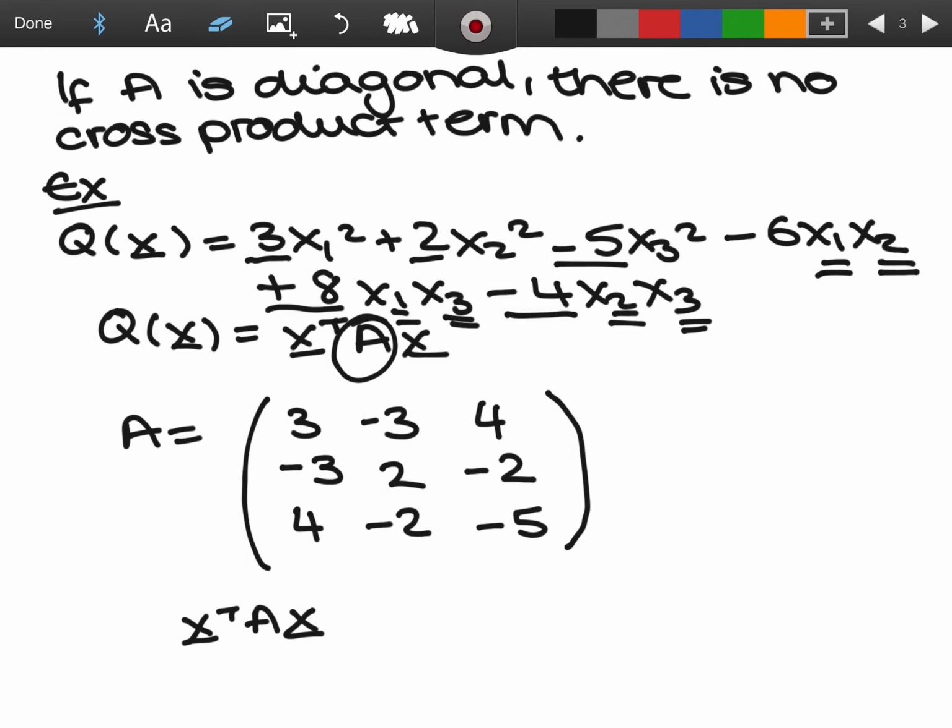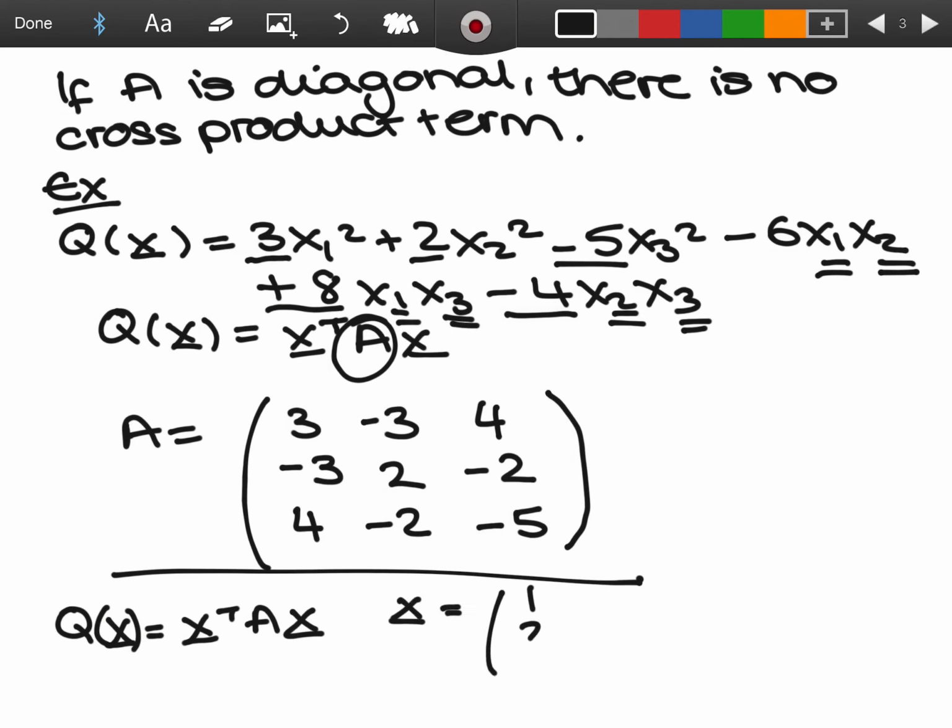If they ever ask you for the value of q of x, this quadratic form for a particular A, and they give you an x value at which to evaluate it, it's easy. Let's say they gave you q of x equals x transpose AX, where A is this. Go ahead and find the value of q at the vector x equal to 1, 2, 3. All you have to do is plug in 1, 2, 3.